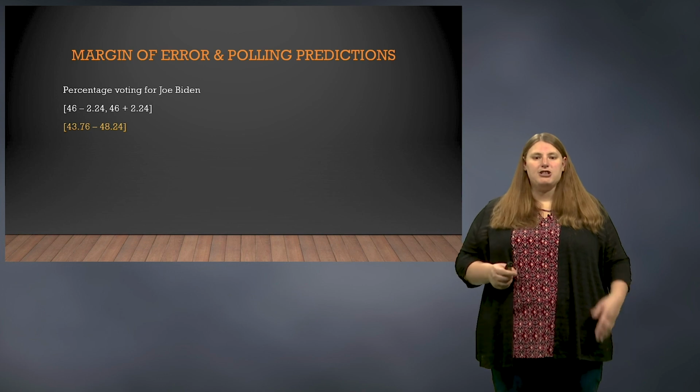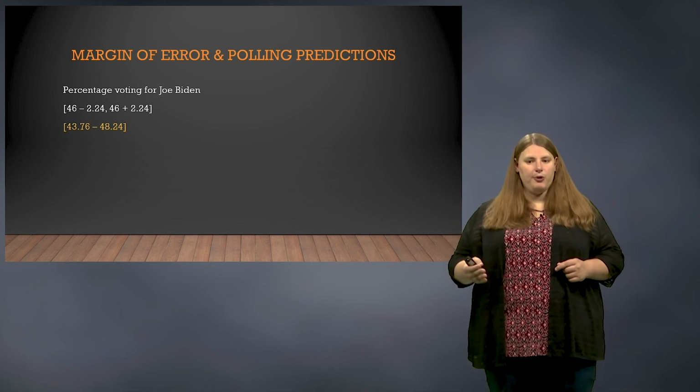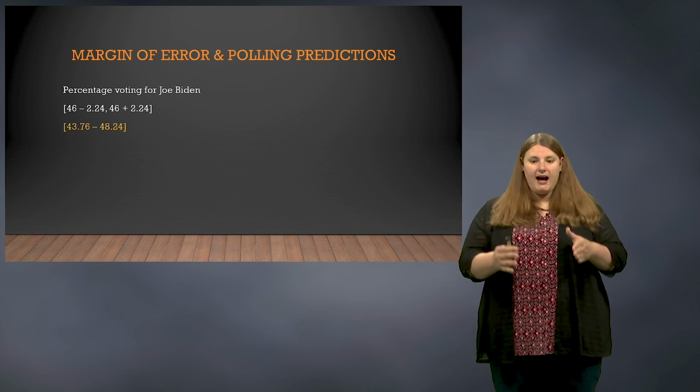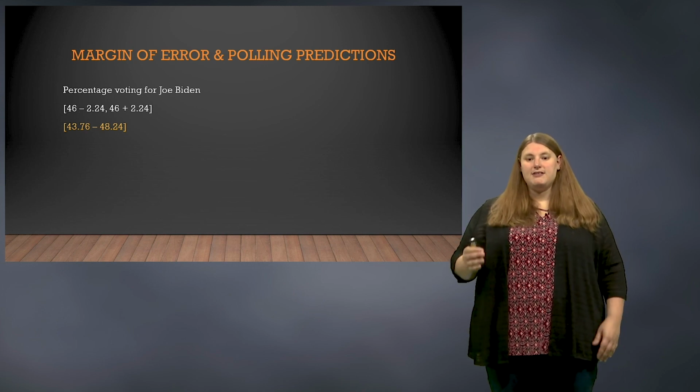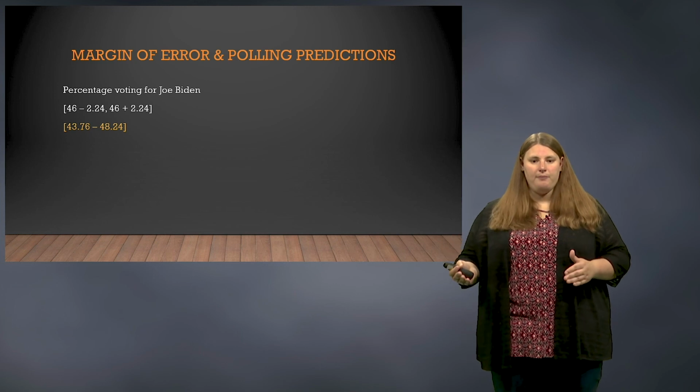That gives us a range of 43.76% to 48.24%. So based on the polling data collected, at the time of the vote, if held nationwide, Joe Biden would have received somewhere between 43 and 47% of the vote.